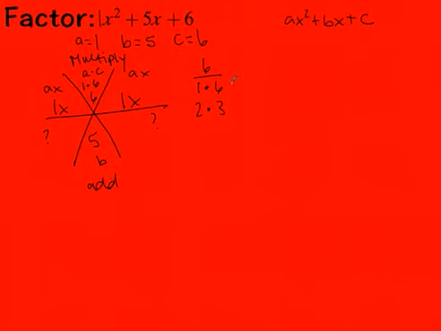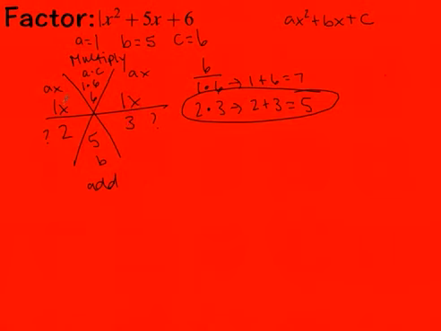So we're going to go through each of our pairs and just add the two numbers. So 1 times 6 would turn into 1 plus 6, which would give you 7. 2 times 3 would turn into 2 plus 3, which gives you 5. So the one that works is 2 times 3. So we'll plug in a 2 and plug in a 3.